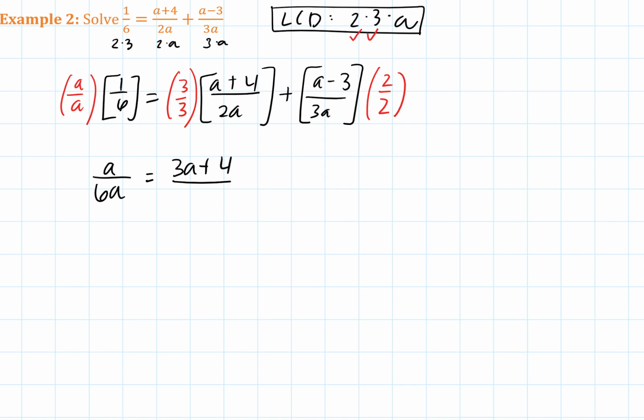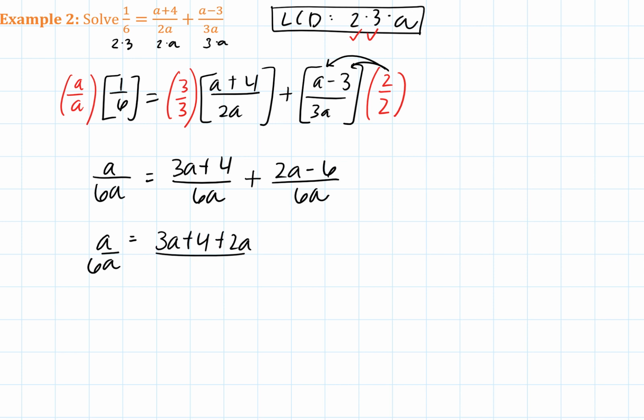Okay, now let's get our common denominator. We'll distribute here. Again, we'll distribute here. Now that we have a common denominator, if the denominator is the same, the numerator must be the same. So we have a equals, if you wanted to break this into 2 steps, you can. A would equal 3a plus 4 plus 2a plus negative 6, you're distributing the addition sign in this case, all over 6a. And now the denominators are the same, so the numerators must be the same. So we have a equals 3a plus 4 plus 2a minus 6.